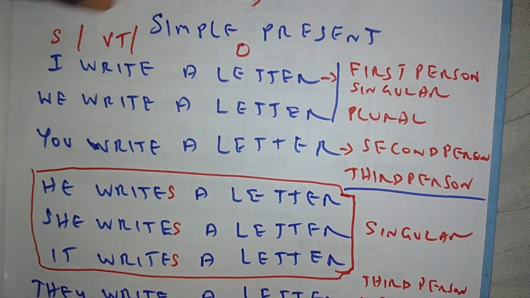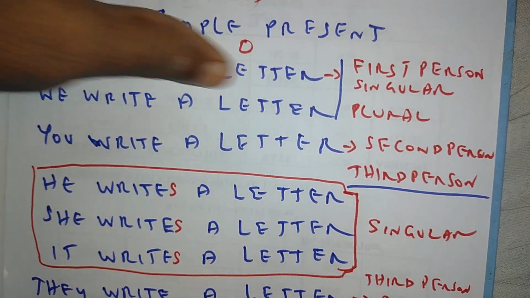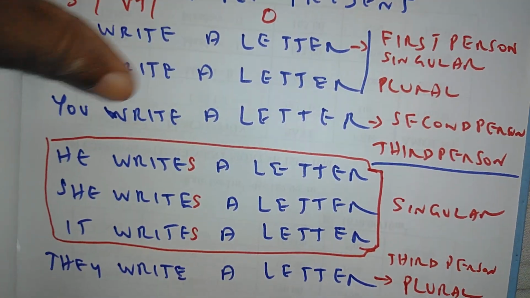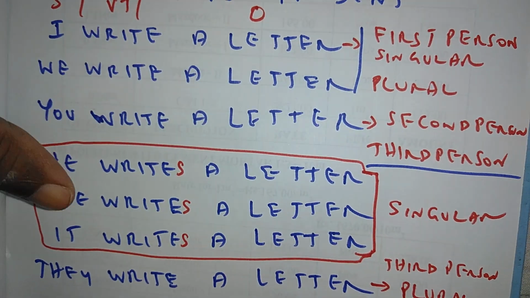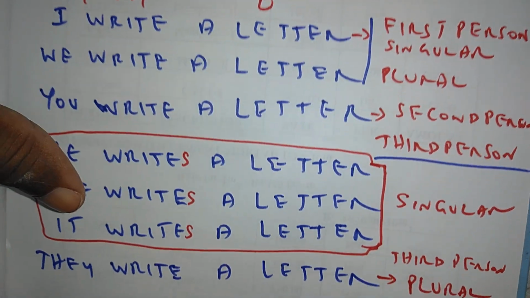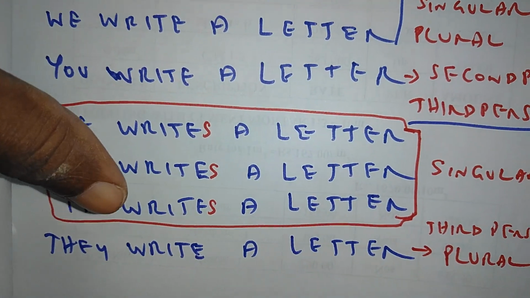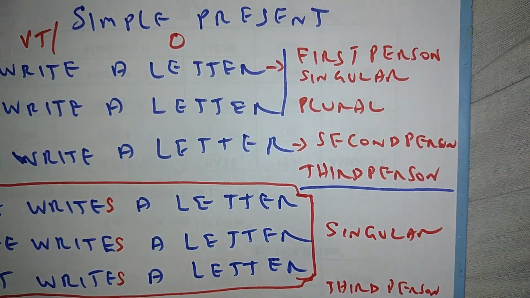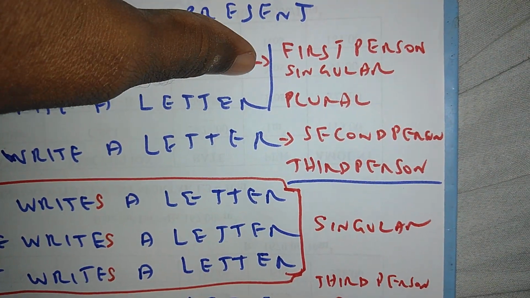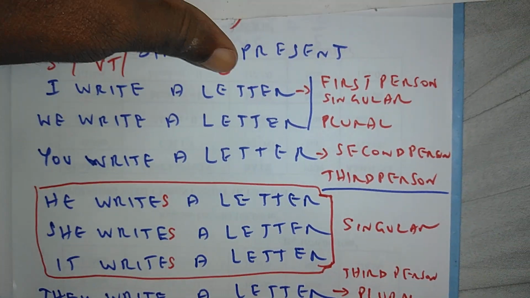I write a letter. We write a letter. You write a letter. He writes a letter. She writes a letter. It writes a letter. They write a letter.